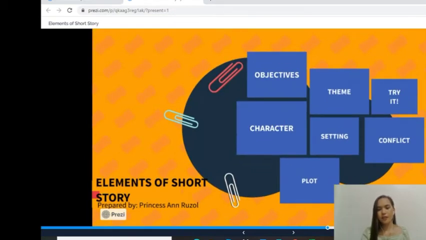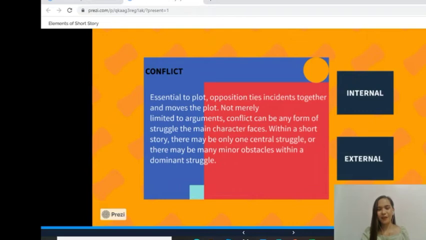Now let us proceed to another element of the short story, the conflict. Essential to plot, opposition ties incidents together and moves the plot. Not merely limited to arguments, conflict can be any form of struggle the main character faces. Within a short story, there may be only one central struggle, or there may be many minor obstacles with a dominant struggle.